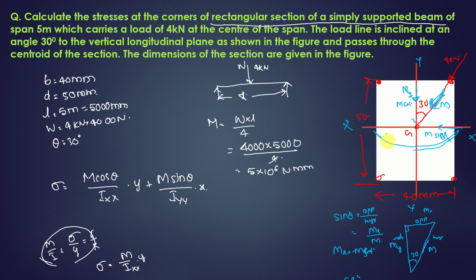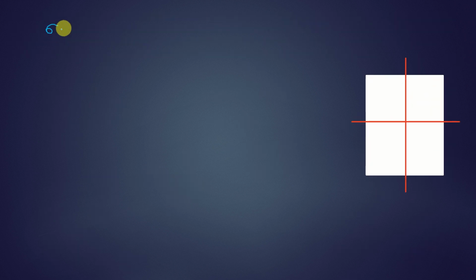So let us consider the moment of inertia about the x-axis multiplied by the y coordinate, the distance up to the neutral axis, that is small y. Now M sin theta is trying to bend the beam in this manner about the y-axis. So consider the moment of inertia about the y-axis multiplied by the distance from the neutral axis, that is small x. Right? Let us now substitute all the parameters and find out sigma. Let me write it here. Sigma is equal to M cos theta by Ixx into y plus M sin theta by Iyy into x. This is what we have.